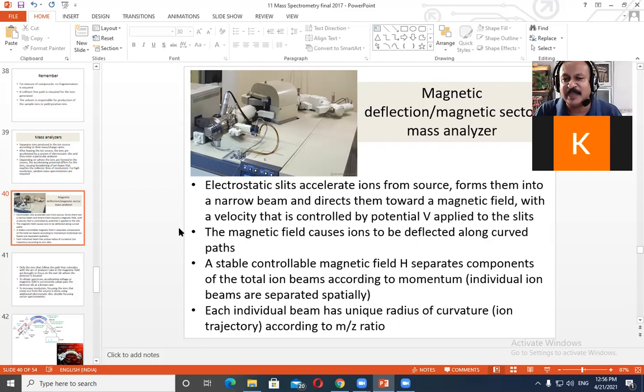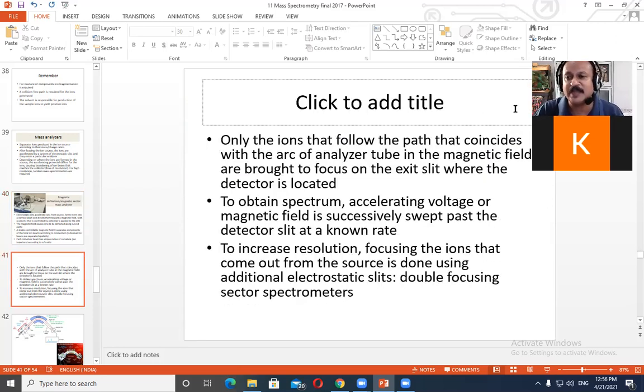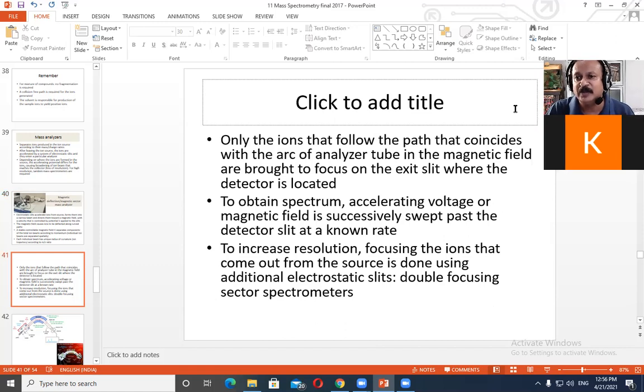Then we have the slits, which will allow the ions of a particular type to go past the slit, or enter through the slit, and go to the detector. So let me share with you the whiteboard so that I can explain this concept very clearly.